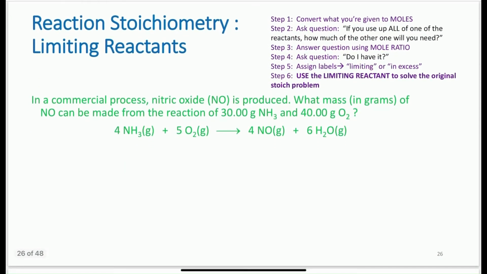So just to kind of keep our directions up here in the back of our mind, we're going to solve this question. In a commercial process, nitric oxide, NO, is produced. What mass in grams of NO can be made from the reaction of 30 grams of NH3 and 40 grams of O2? So I've got 30 grams of NH3 and 40 grams of O2. And I want to know how much NO I can make in grams.